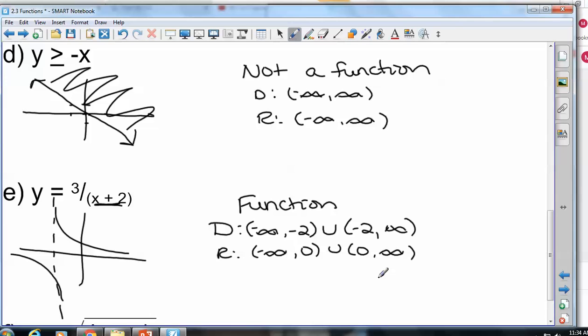These are graphs that we will talk a lot more about. We will have a whole chapter over these. So right now we're just trying to get a very basic idea. We know that you can't put a negative 2 in the bottom because you get a 0 in the denominator. So we should be able to look at this and give a domain and range and realize that it is a function.